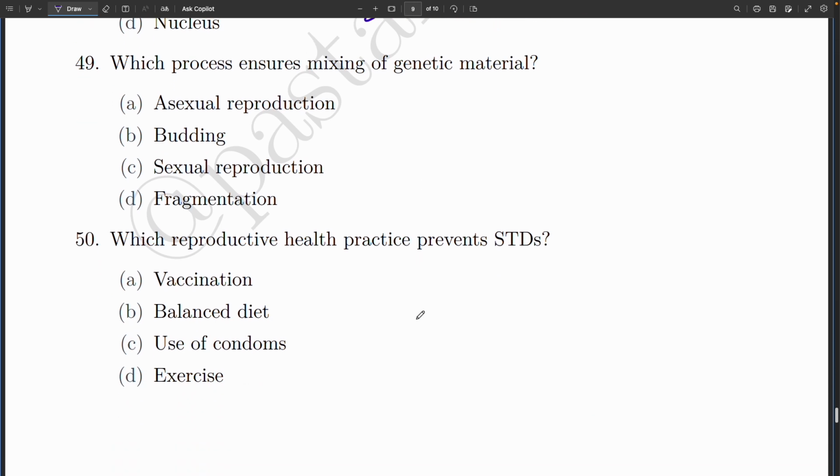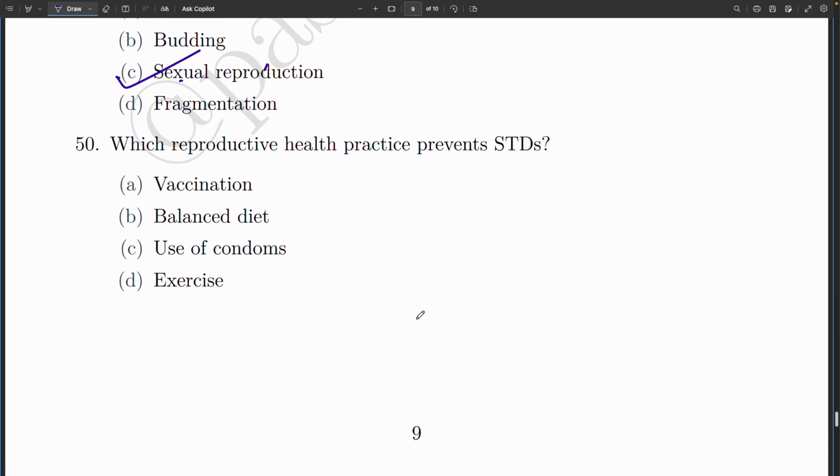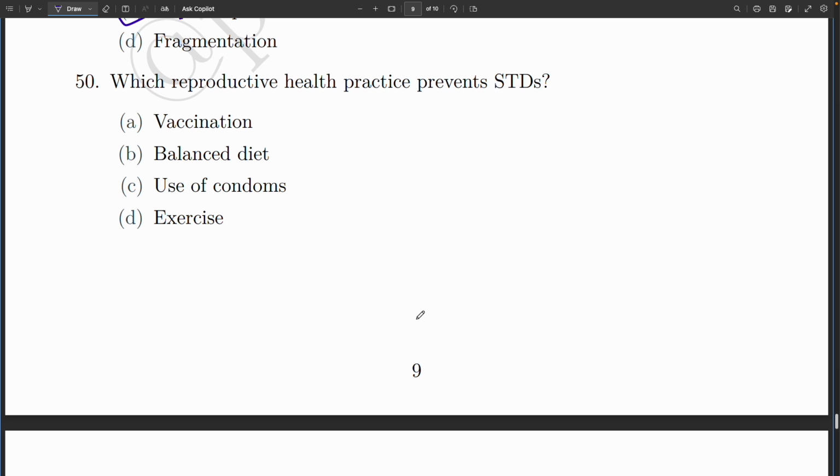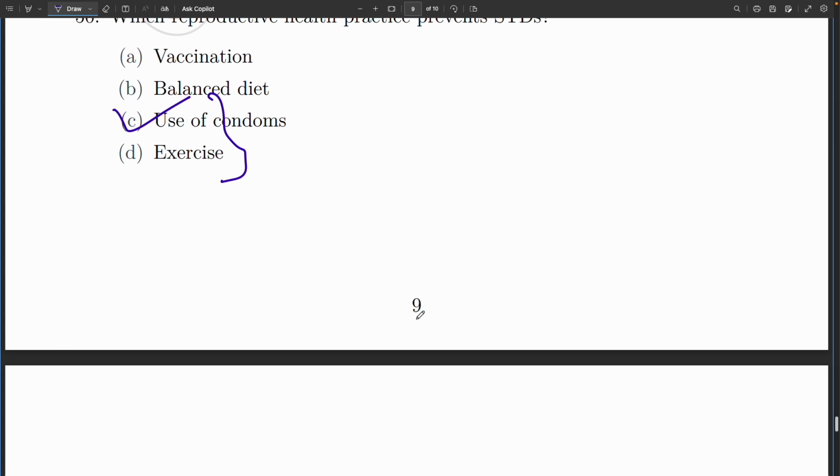Which process ensures mixing of genetic material? So sexual reproduction ensures the mixing of genetic material. Which reproductive health practice prevents STDs? So vaccination, balanced diet, exercise are the most common things, but the best is the use of condoms. Okay, so here we have completed the MCQs.